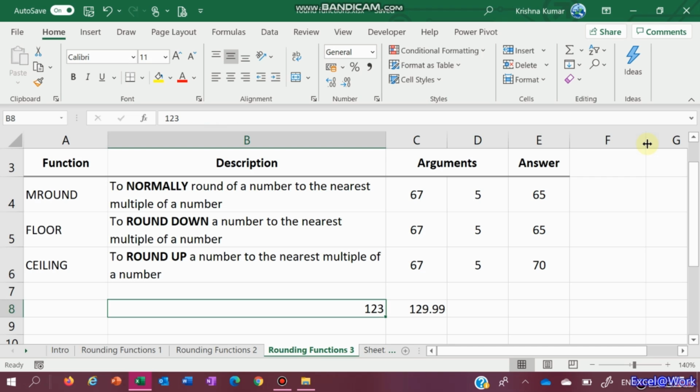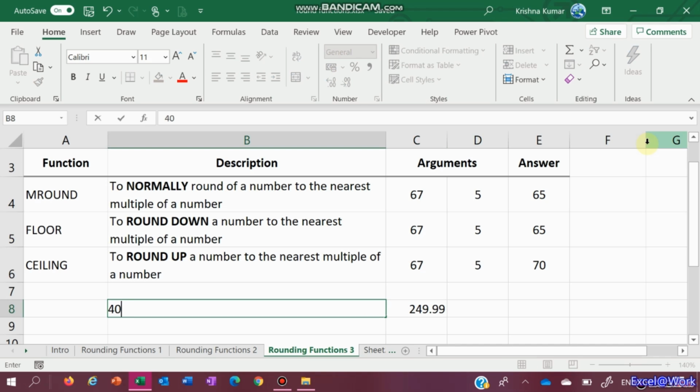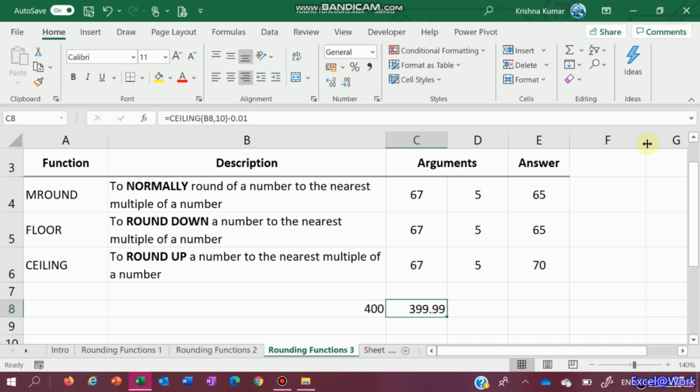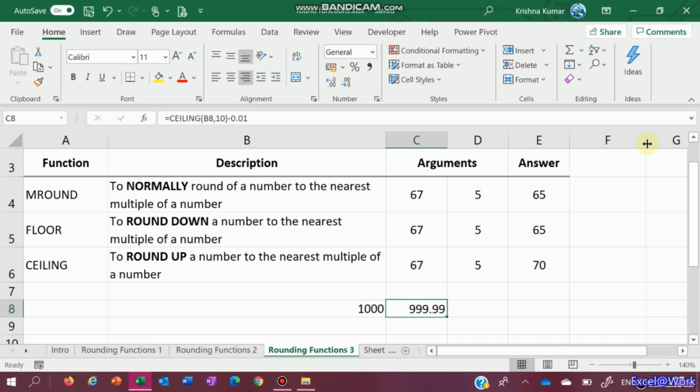Any number you put here, let us say 245, it goes to the next higher 10 rupees and subtracts 1 paisa from it, that is, subtracts 0.01. It becomes 249.99. If it is 400, the classic 399.99. Is it 1000 bucks? No, it's less than 1000 rupees. It's only 999.99. This is one use of the CEILING.